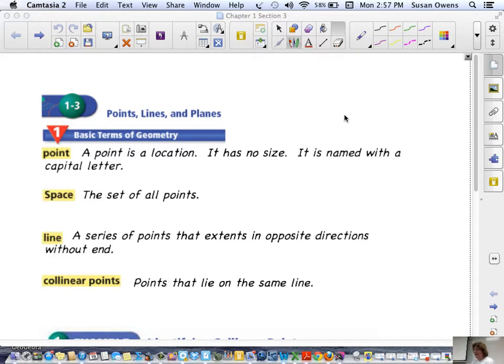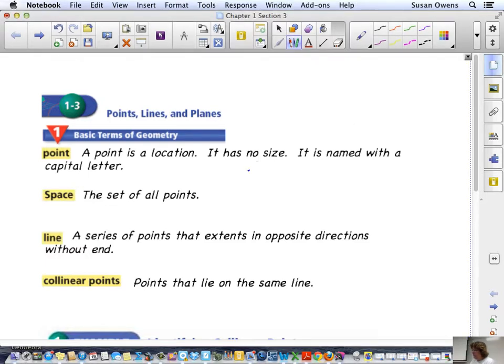A point is considered a location. It has no size, and it's named with a capital letter. So if I want to talk about a point in space, I can draw the point and give it a capital letter A, and then I can call it point A. Space is a set of all points.